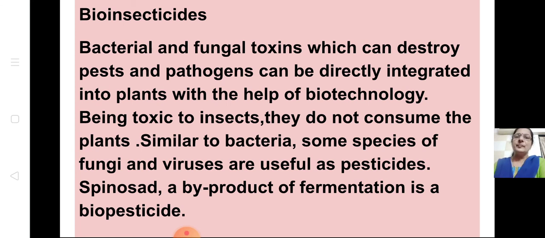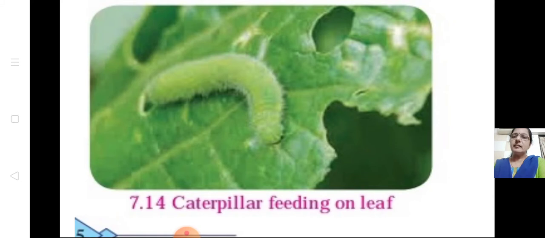You can see here, this is the caterpillar feeding on the leaf. So we can use the microbes for stopping all this eating by the insects. So this is the bioinsecticides we learned, biopesticides. Okay, we can use them as insecticides and pesticides because you can see that half of the leaf is eaten by the insects. So we can use the microorganisms as a bioinsecticide, as a pesticide.